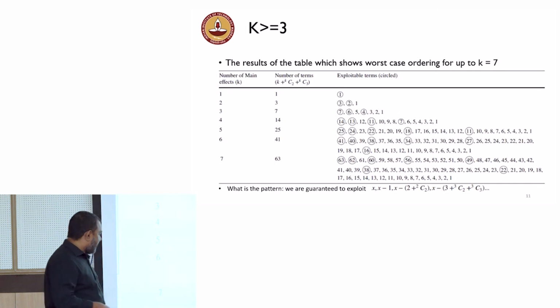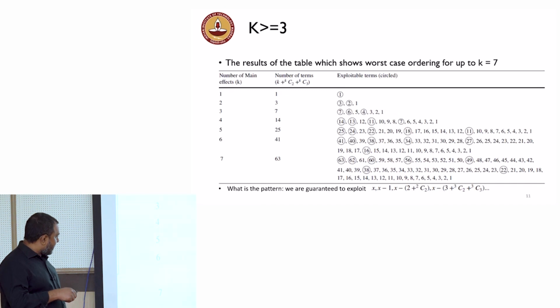The pattern is that we are guaranteed to exploit, if there are X effects, so in this case there are 63 effects, right? That you can exploit X minus 1, and then X minus 2 plus 2C2, comma X minus 3 plus 3C2 plus 3C3, and so on. So there becomes a very clear emerging pattern on which effects you can exploit in the worst case.